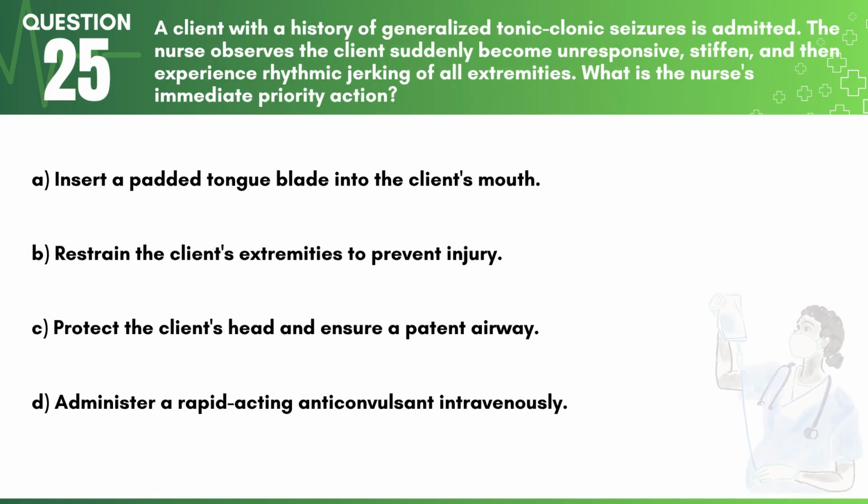Question 25. A client with a history of generalized tonic-clonic seizures is admitted. The nurse observes the client suddenly become unresponsive, stiffen, and then experience rhythmic jerking of all extremities. What is the nurse's immediate priority action? A. Insert a padded tongue blade into the client's mouth. B. Restrain the client's extremities to prevent injury. C. Protect the client's head and ensure a patent airway. D. Administer a rapid-acting anticonvulsant intravenously.